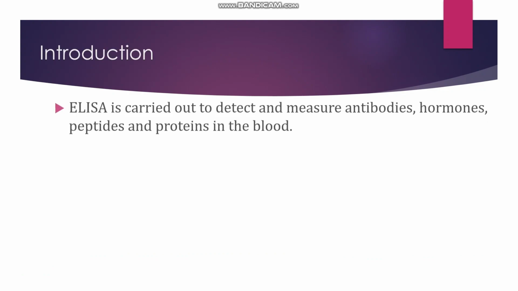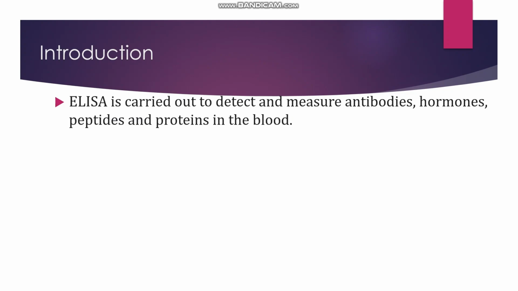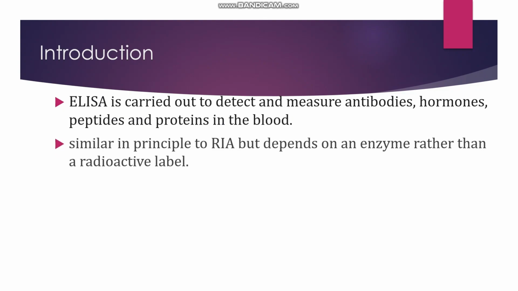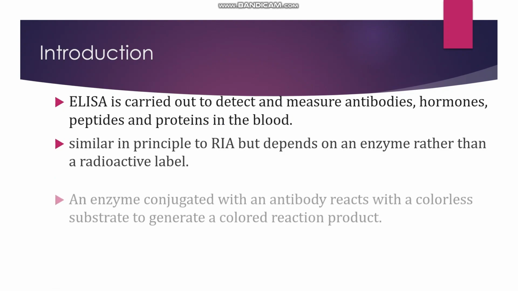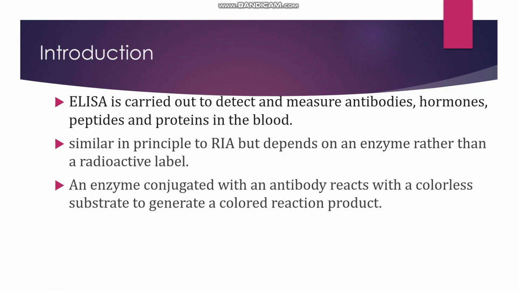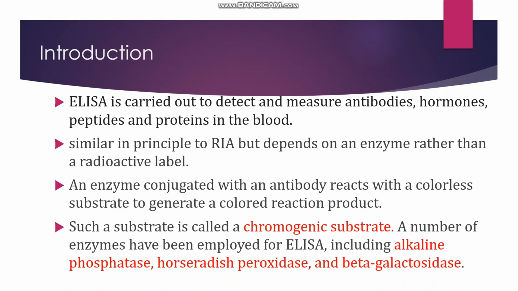Introduction. ELISA is carried out to detect and measure antibodies, hormones, peptides and proteins in the blood. Similar in principle to radioimmunoassay but depends on an enzyme rather than a radioactive label. An enzyme conjugated with an antibody reacts with a colorless substrate to generate a colored reaction product. Such substrate is known as chromogenic substrate.